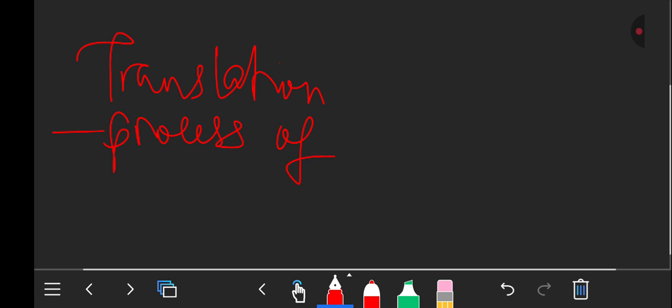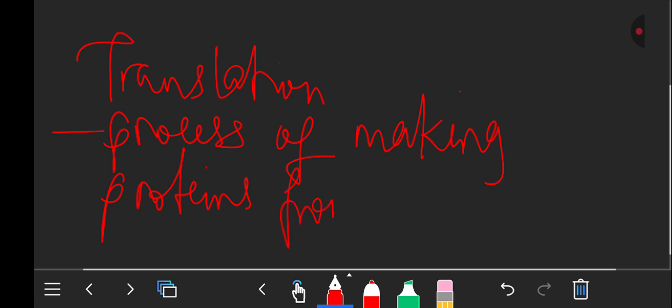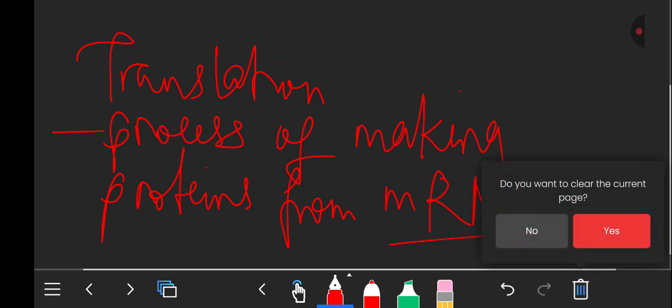So let's define what translation basically is. Translation is just a process of making proteins. It is just the process of making proteins from mRNA. So that is translation, from messenger RNA. So we've defined what translation is.